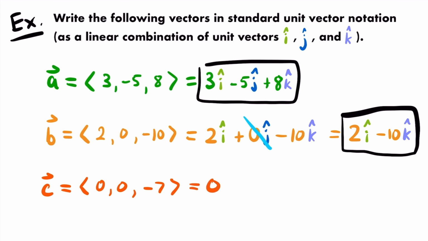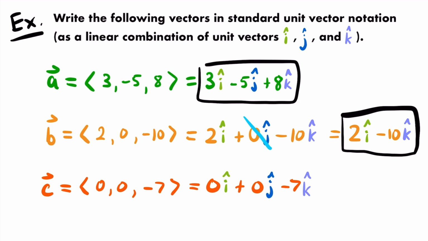This will be equal to 0 times vector i, right? The x component times the standard unit vector for the x direction. Then we'll add that to another 0 times j, right? We have the y component times the standard unit vector for the y direction. And then our z component is -7. So we'll have -7 times the standard unit vector in the z direction, which is k. And so we have -7 times k.